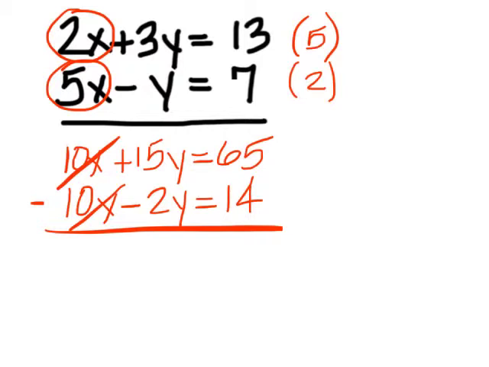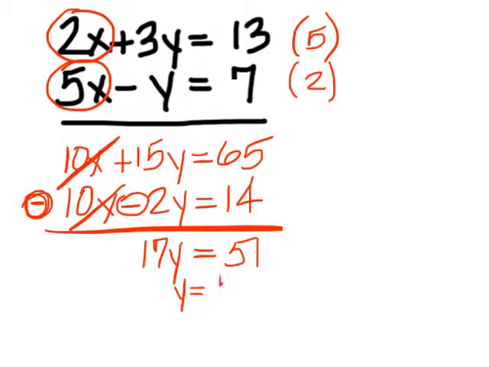Now you're left with 15y minus a negative 2y. It's not 15y minus 2y. It's 15y, this operation over here, minus a negative 2y. That should be 17y. And then 65 minus 14 is 51. Solve for y. Divide 51 by 17, and you come back with an answer of 3.